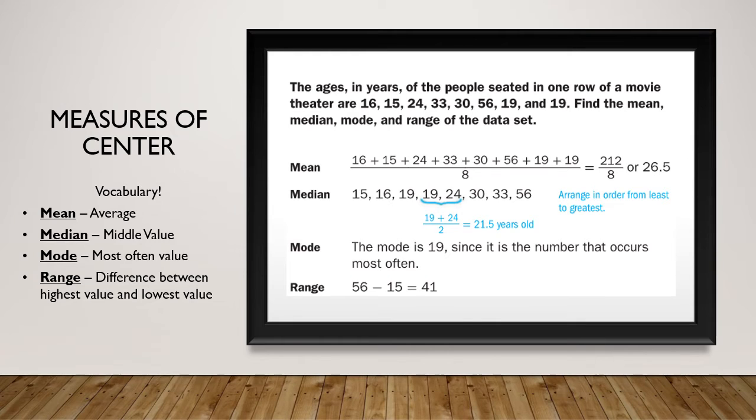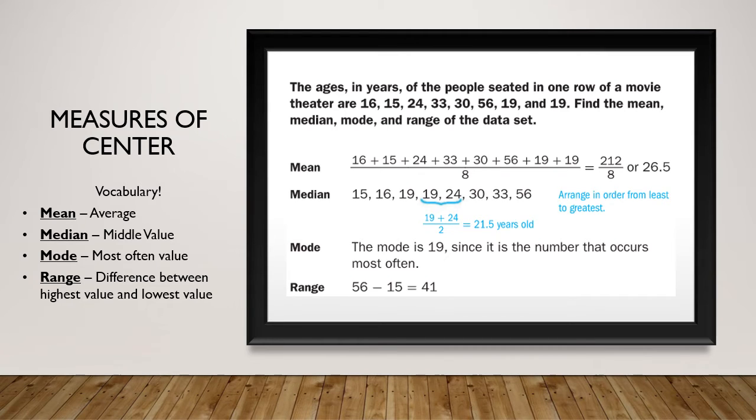The median is the middle value, so when the numbers are in order from least to greatest, we can find the middle. The mode is the most often value, or the value that occurs the most. The range is the difference between the highest value and the lowest value. And all these vocabulary terms have their own importance at different times when you're looking at data sets. Here's an example of how to find each one of these.